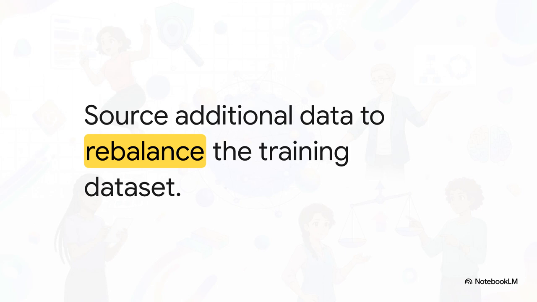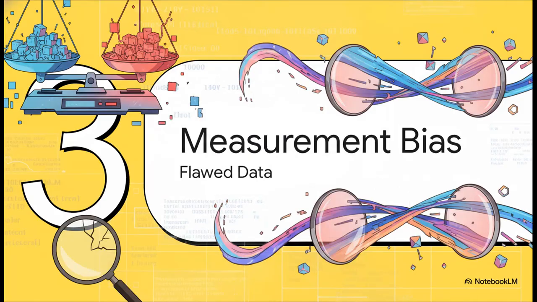So, how do the developers actually fix this? Well, they have to get really proactive. They go out and actively source new additional data specifically meant to capture those missing groups. They have to constantly rebalance the training data set so everything is perfectly even before the AI even begins to learn. That brings us to step 3, measurement bias, flawed data.